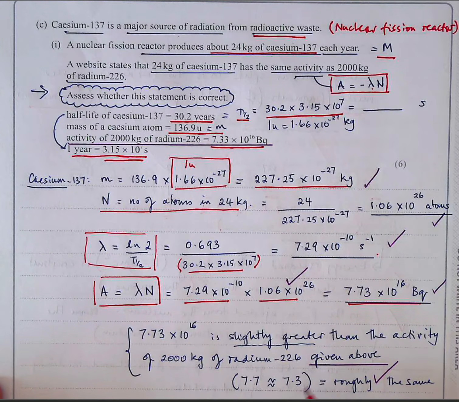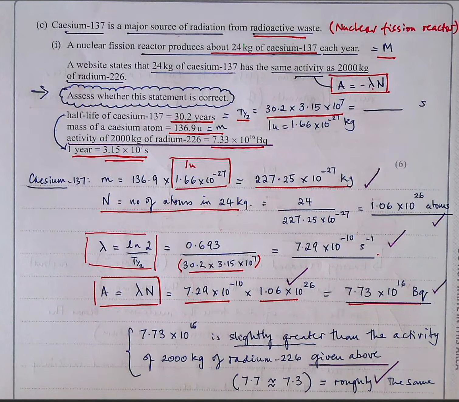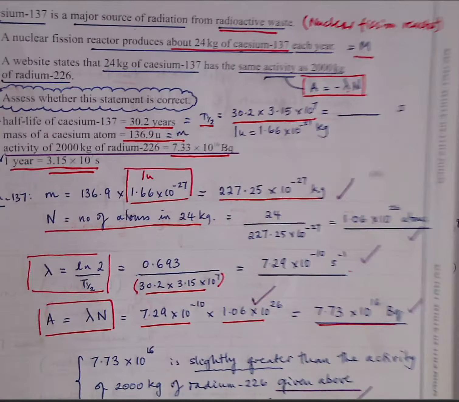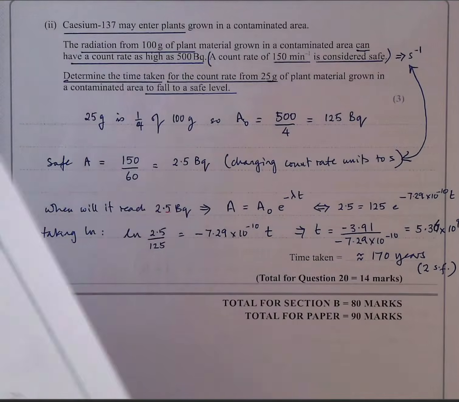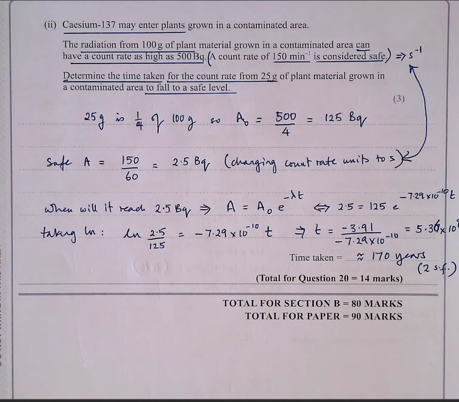So I put it that way to basically hedge my bets. It's slightly greater, but it's roughly the same. So I would say it's pretty much whether the statement is correct. It's roughly correct. Okay? They can't penalize me for saying it that way. So that's the second part of the second page of question 20.